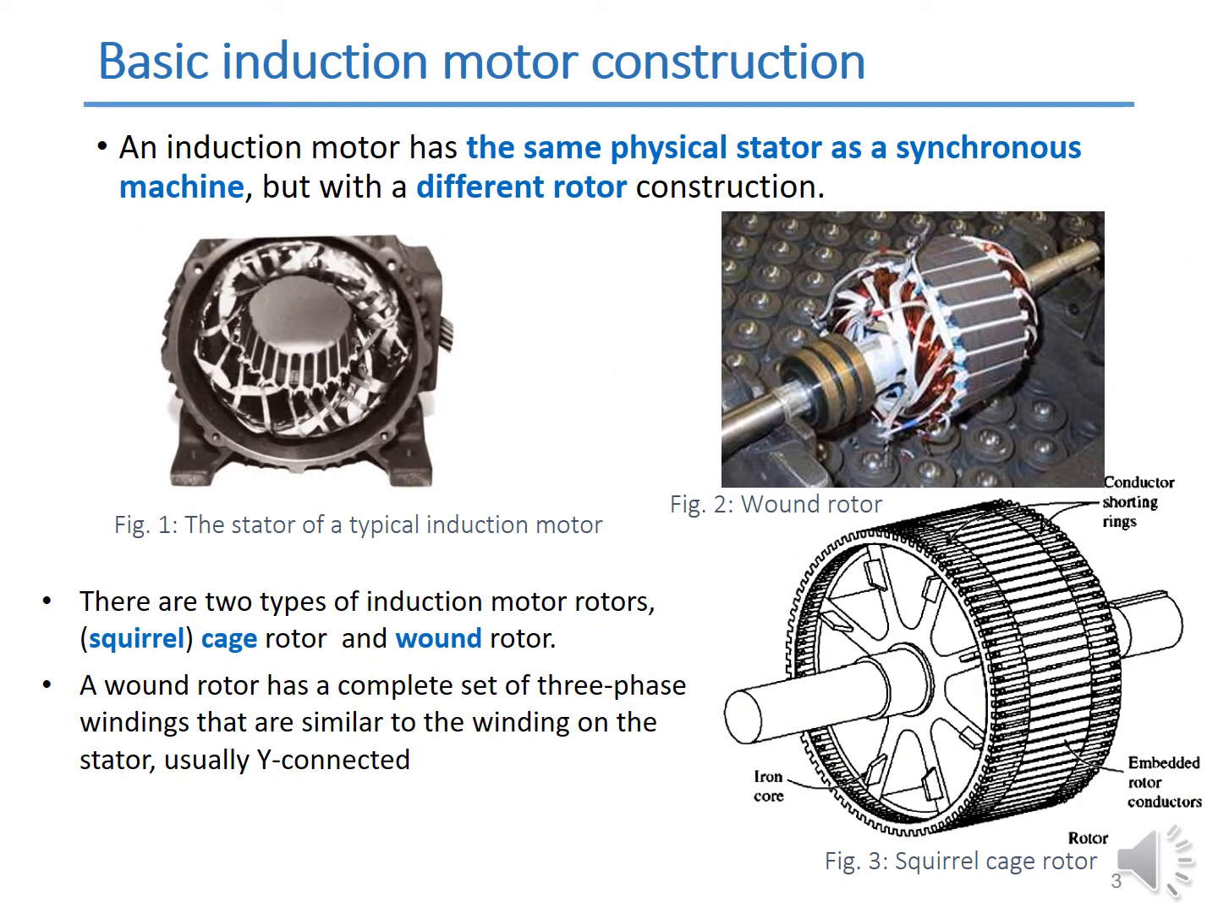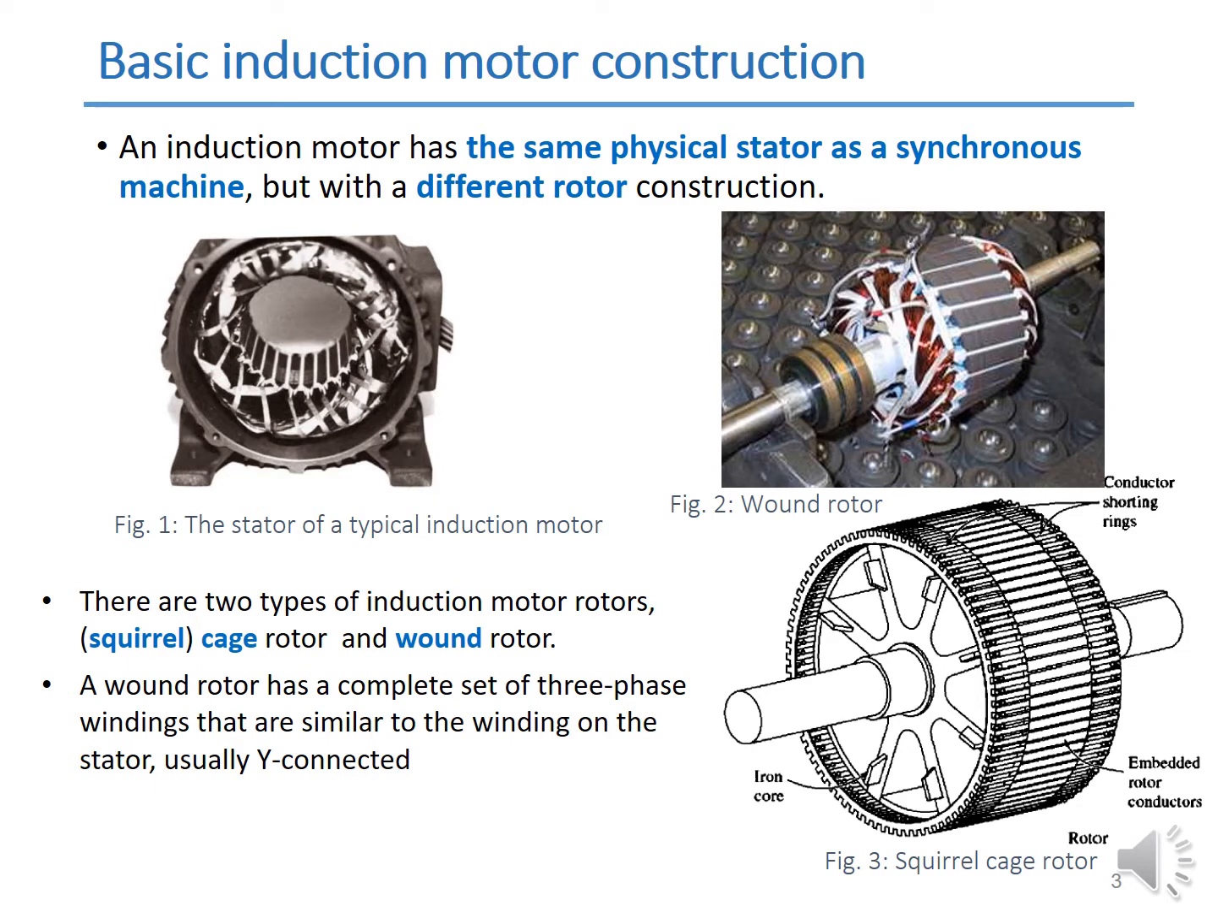Okay, in terms of the motor construction, we still have two main parts in the motor, which are the stator and the rotor. The stator is basically the same design as the one that we have for the synchronous machine that we already discussed before. However, the rotor construction is different, and there are two types of induction motor rotors. The first one is the squirrel cage rotor, and the second one is the wound rotor.